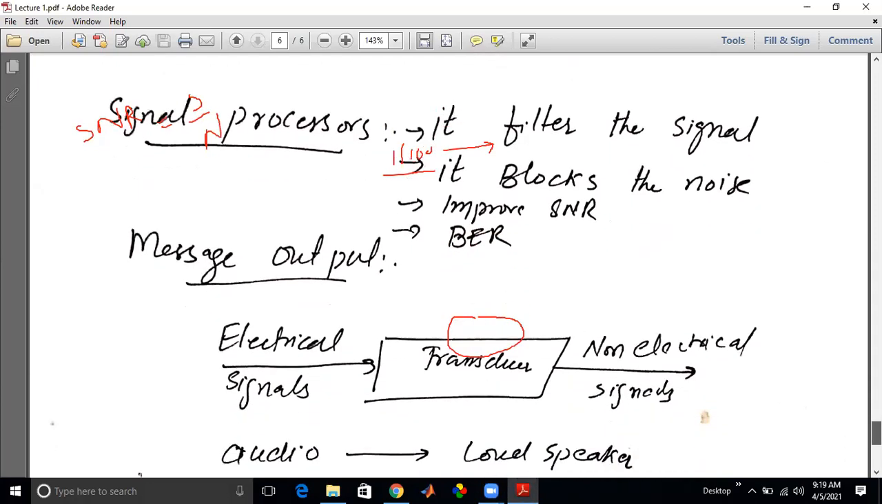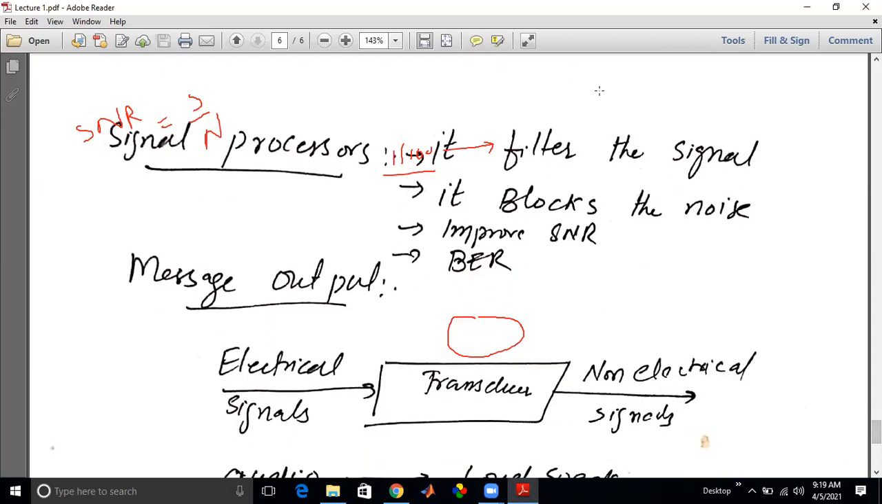The last block of the general communication system is the message output.